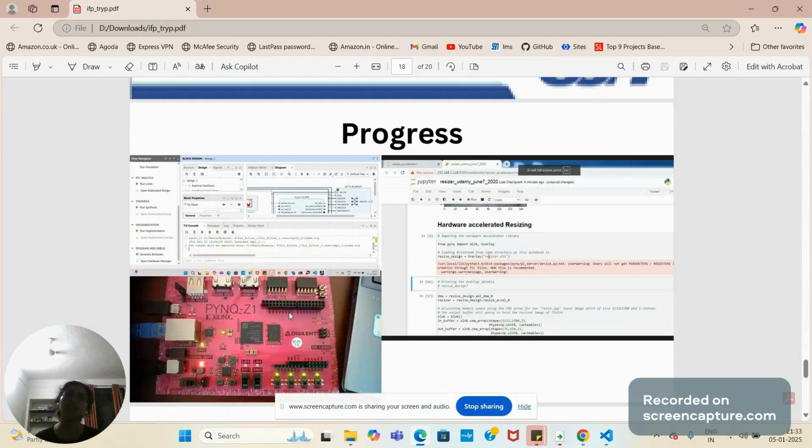Initially, the Pynq FPGA has been booted with the micro SD card with the Pynq OS running on it. It has been flashed and it's running fine. And I was also able to control the different peripherals of the Pynq FPGA board, like the LEDs and the push button switches and all.